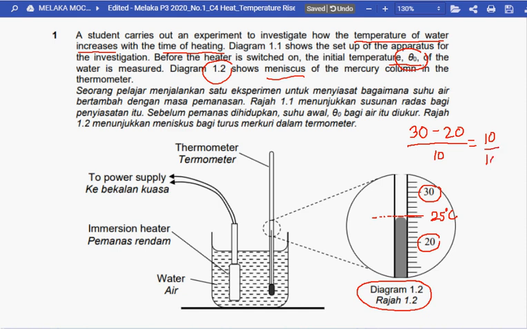Divide by 10, it will be 1. So that means no decimal place. Your reading should not have any decimal place. If you write 25.0 degrees Celsius, this is theta naught, let's say, this is wrong because you wrote the wrong decimal place. It should be only 25 degrees Celsius.